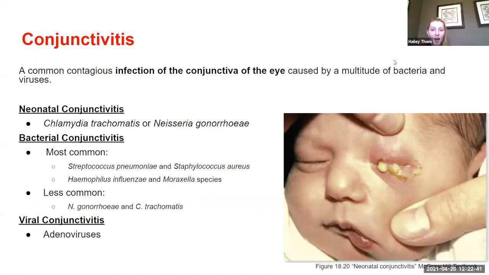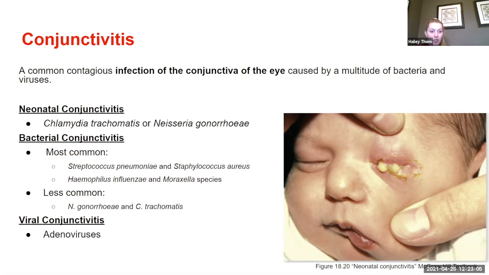Hi guys, I'm here to finish off the lecture with the infection called conjunctivitis. It's also called pink eye, which you guys might know better. But conjunctivitis is a common contagious infection of the conjunctiva of the eye, caused by a lot of different types of bacteria and viruses. And there's actually 3 different types of conjunctivitis: neonatal, bacterial, and viral.